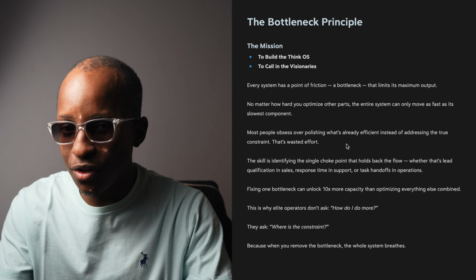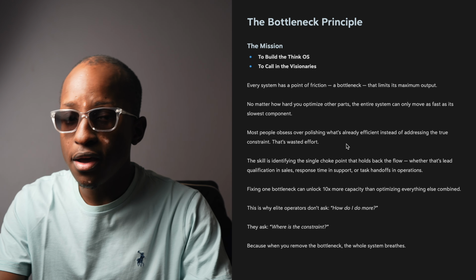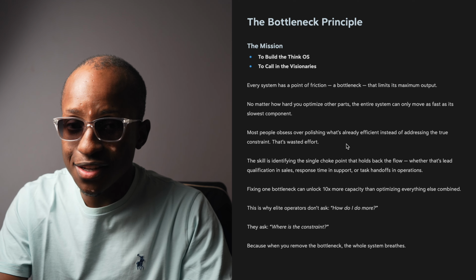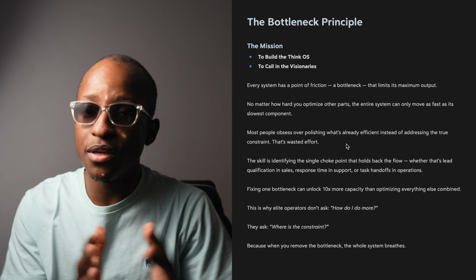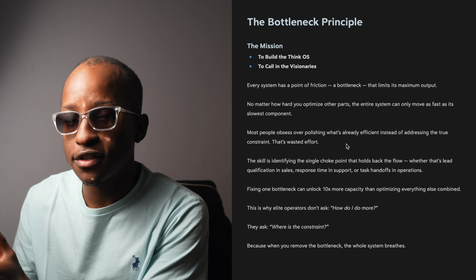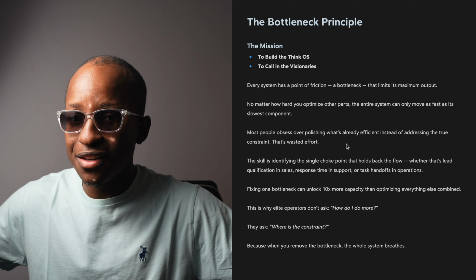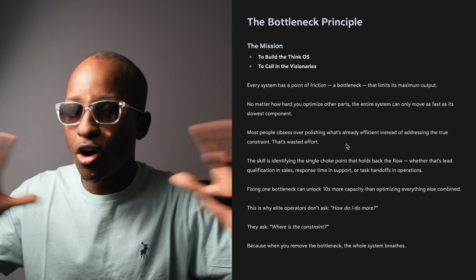Because when I truly understand the constraint, I know that ultimately removes that bottleneck, and then allows us to move a lot quicker. Because like I said, speed is everything in business, and I want to be able to remove the bottleneck, because I want to make sure that the whole system breathes. Because if you remove the bottleneck, the entire system is able to breathe, and it ultimately functions as an OS, basically an operating system.